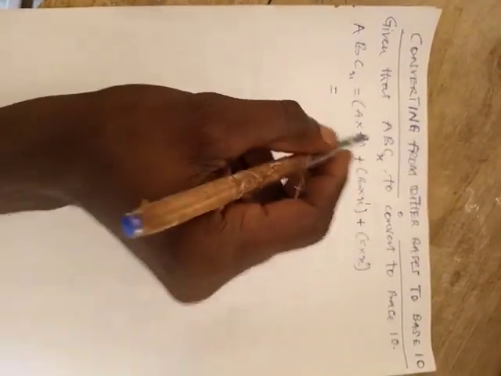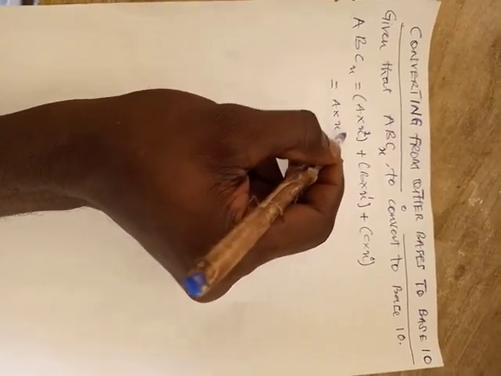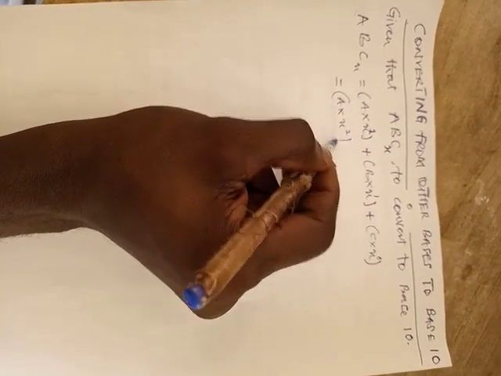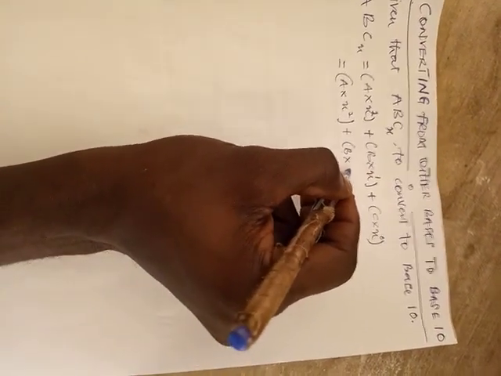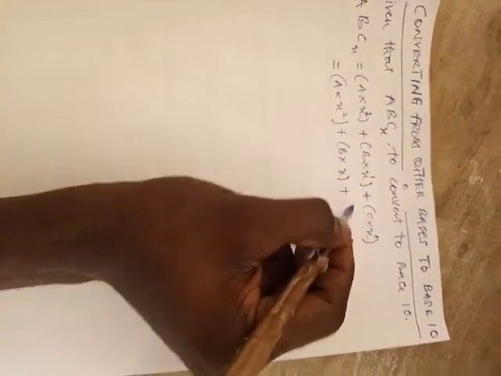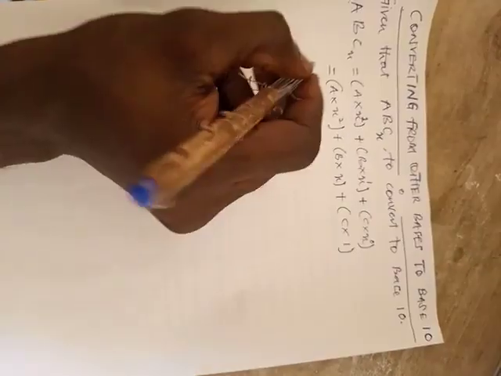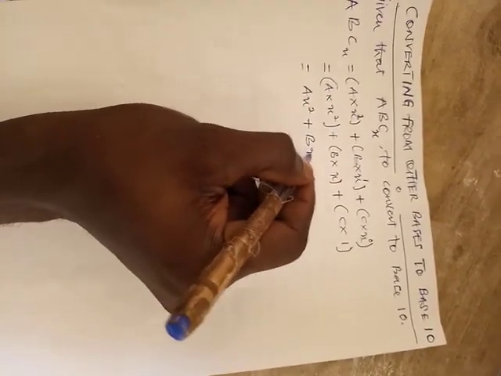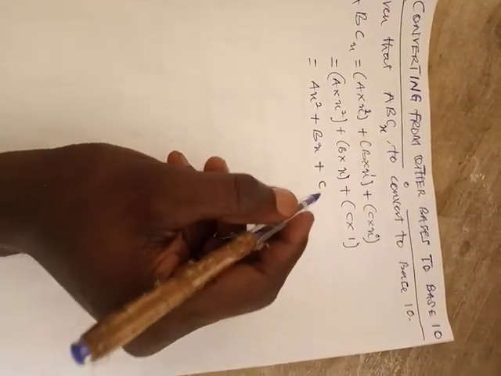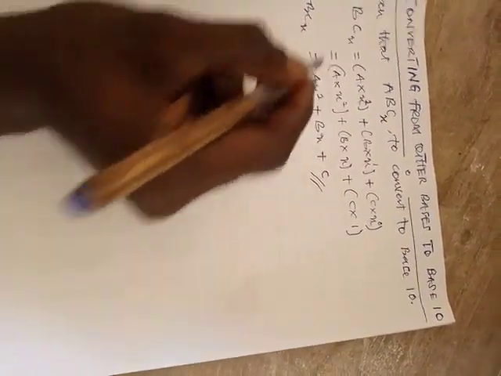So let's see what happens. We have A times x raised to the power 2, that is x squared, x raised to the power 1 is still x, and x raised to the power 0 is 1, from the idea that any non-zero number raised to the power 0 is 1. So we have Ax squared plus Bx plus C. And this is the answer to the problem ABC base x.